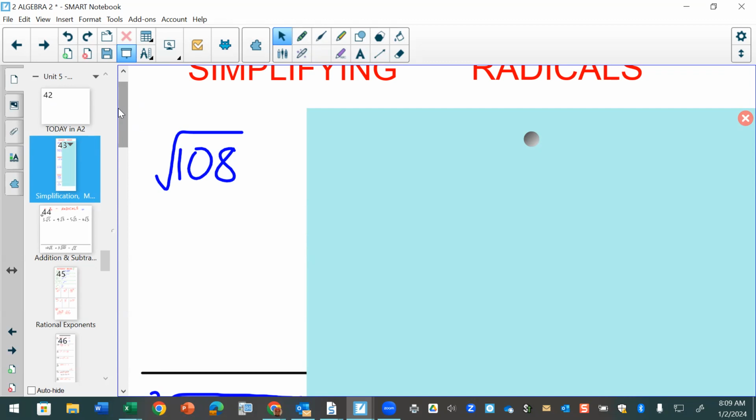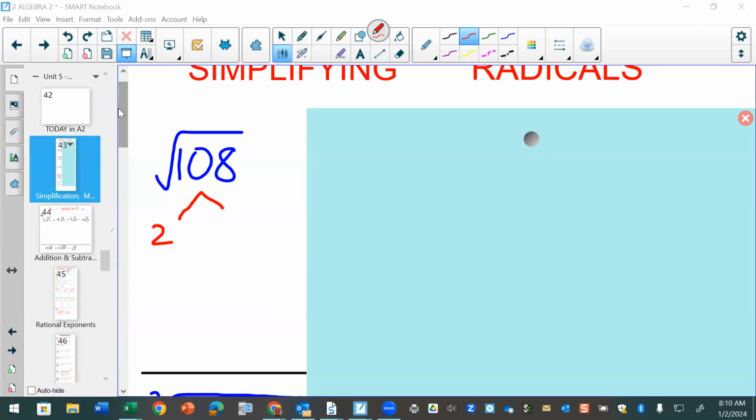Okay. And what kind of numbers does 5 go into? It's got to end in what? 5 or 0. Okay. So when you're thinking about how am I going to simplify this, that's really your plan right there. Okay. So we go 2 times 54. Thank you. And we circle the 2 because 2's done.